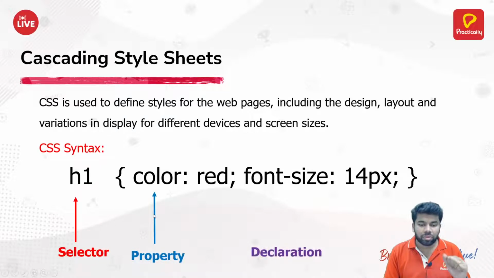And from the opening curly bracket till the closing curly bracket, this thing is known as the declaration. Inside the declaration there are two things: one is property, another is value. So first is H1, then from opening bracket till the closing bracket, this is called the declaration, and inside the declaration there are two more parts. One is called property, another is the value of that particular property.